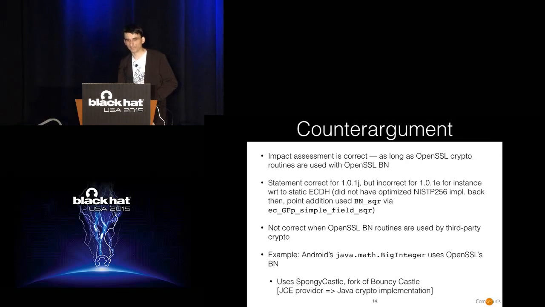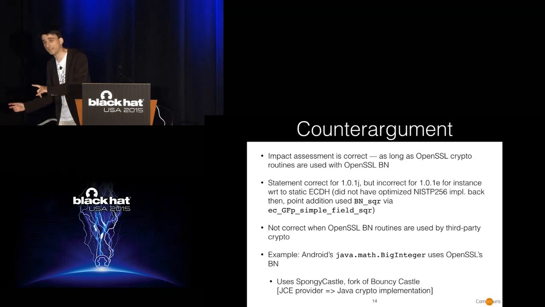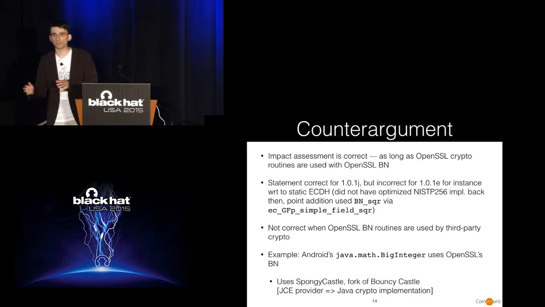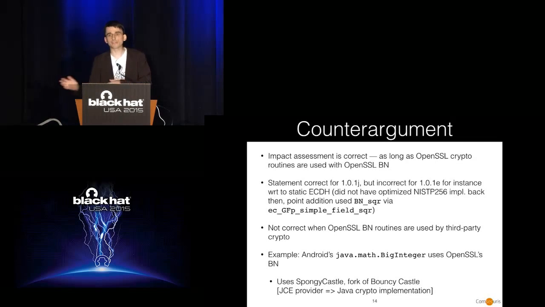However, the counter-argument to this is that the impact assessment is only correct as long as you use the OpenSSL crypto routines with OpenSSL BN. And moreover, it's only correct for 1.0.1j, but incorrect, for instance, for 1.0.1e that was released in 2013, because they didn't have the optimized implementations at that point. So they now have optimized implementations for elliptic curve cryptography that do not use the BN square anymore. Back then, they still used that, and hence they have a different code path.